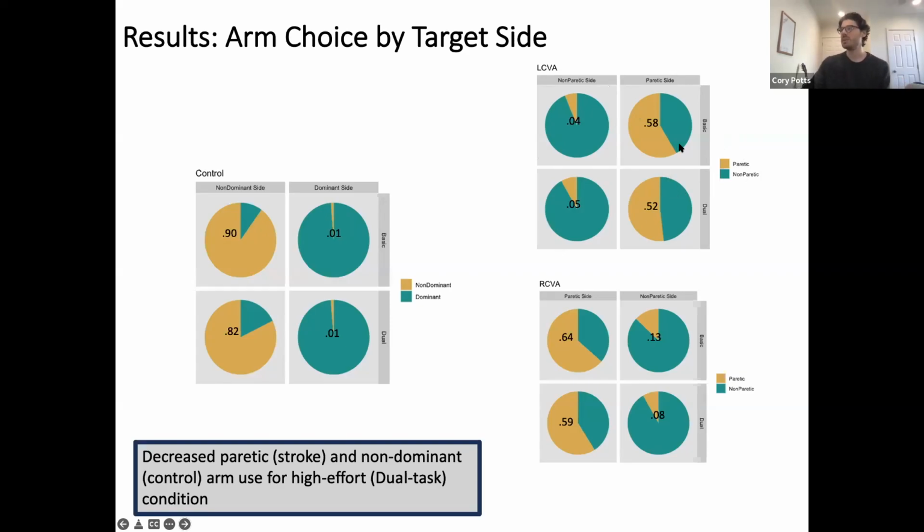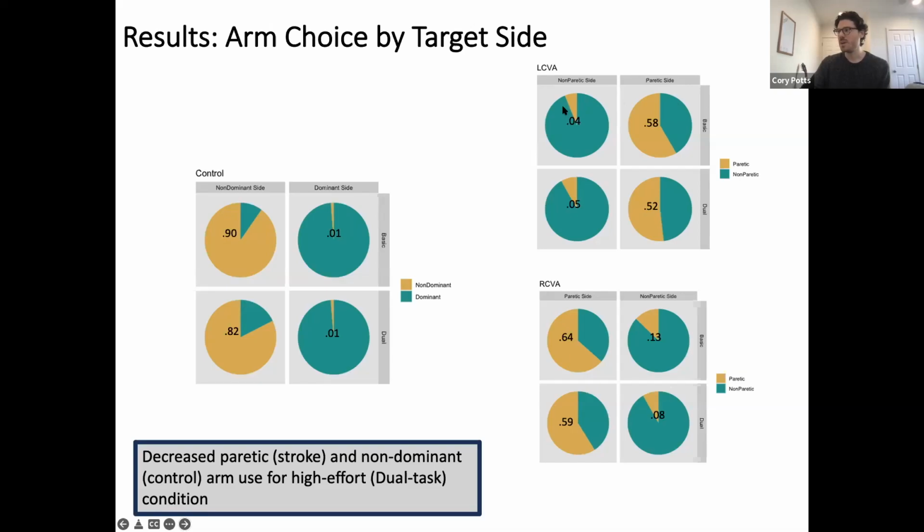And so what you can see is that, yes, there is more non-paretic left arm use on the non-paretic side. However, if we look over on the paretic side, they're crossing over a lot more with the non-paretic arm than controls are. So there is more crossing over, this inefficient reaching pattern overall as compared to controls.